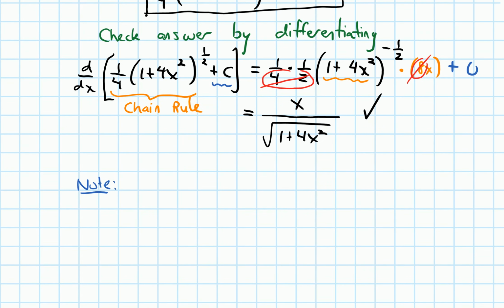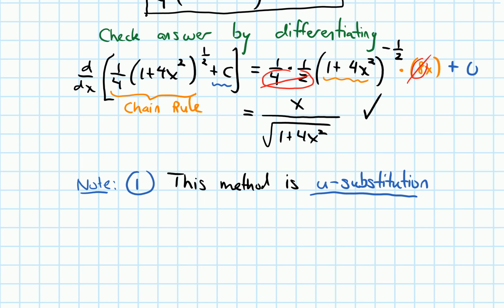Alrighty, so there's two things that I want to note about this. So the first is this method has a name. So this method is called U-Substitution. We're substituting, and the convention is to call that new variable that we substitute u. So it's called U-Substitution.